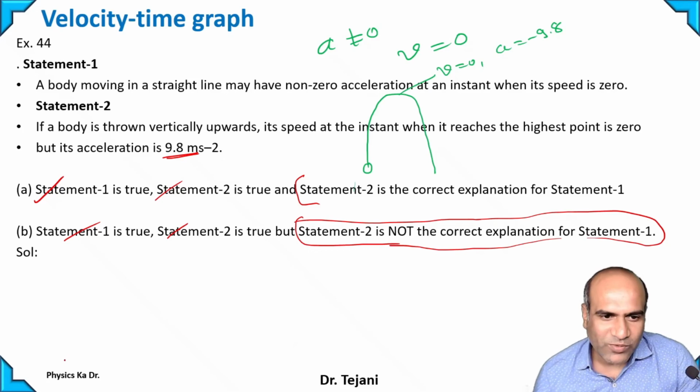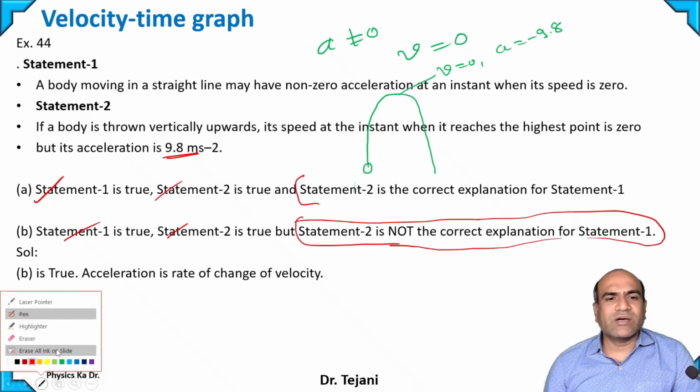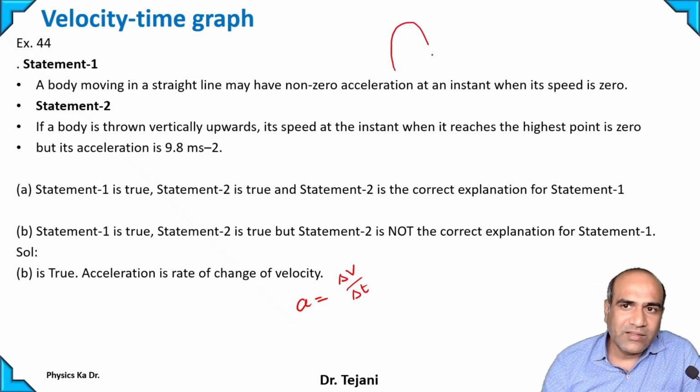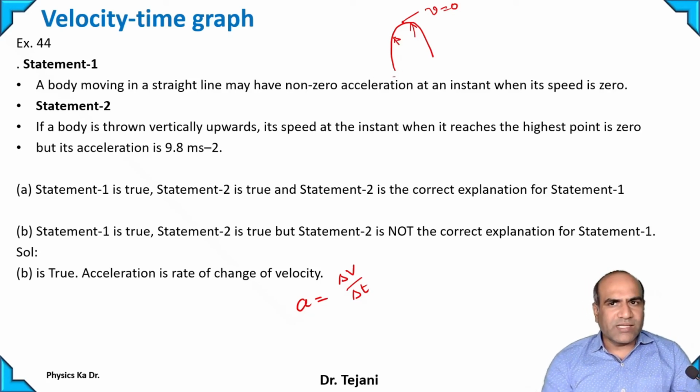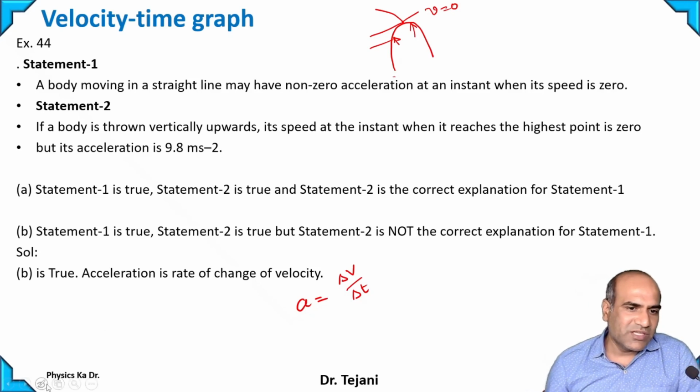How? See, acceleration shows the rate of change of velocity, delta v divided by delta t. That means at this position, velocity may be 0, but just before and after, velocity was not 0. So acceleration is just the rate of change of velocity. It is not at this point; it is measuring nearby places, and therefore acceleration can be non-zero.